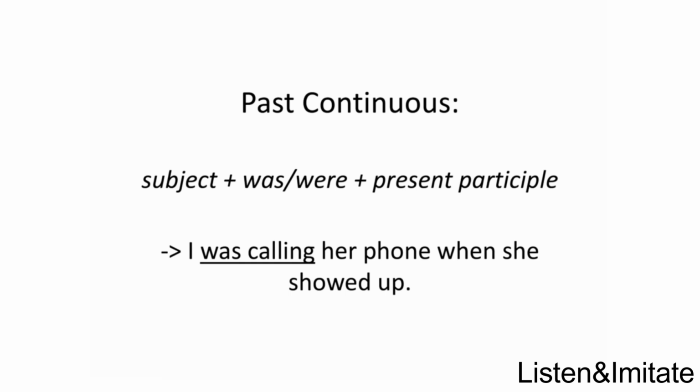To form the past continuous, we use the past tense of the verb to be, which we use as an auxiliary verb, and we add it with the present participle, which means verbs ending in ing. For example, I was calling her phone when she showed up.